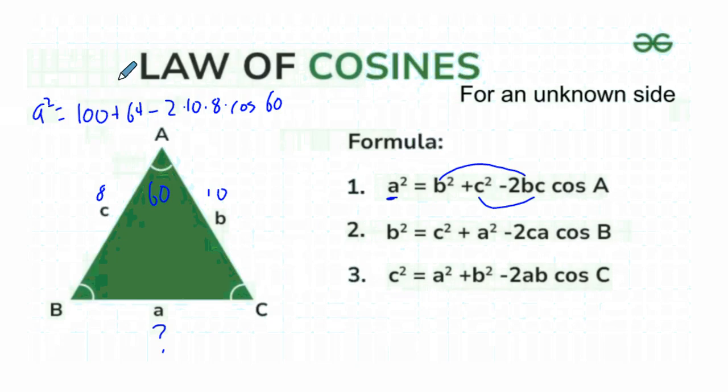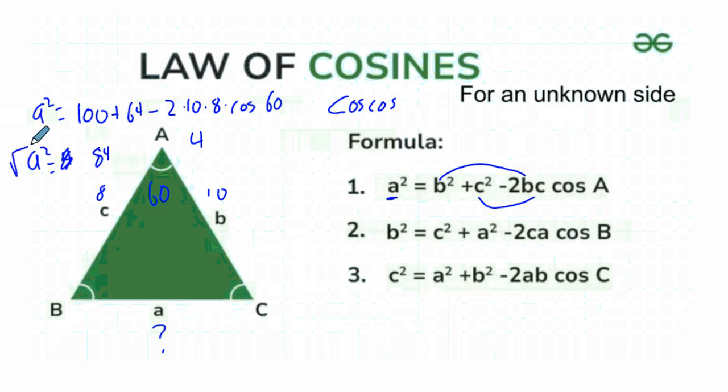So 100 plus 64 minus 2 times 10 times 8 times the cosine of 60. All of this equals 4. So if a squared equals 4, I realized that was not correct. In my calculator I hit cosine and it stuck again, so it's cosine of cosine, and that gave me 4. So that's not right. It's actually 84 when I did it right.